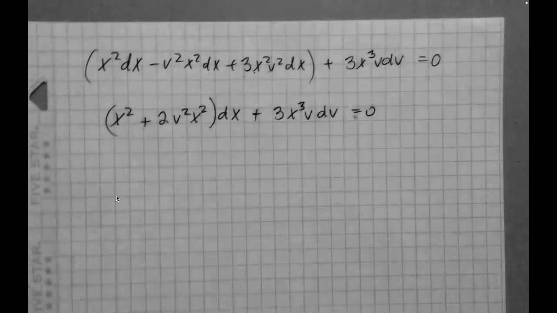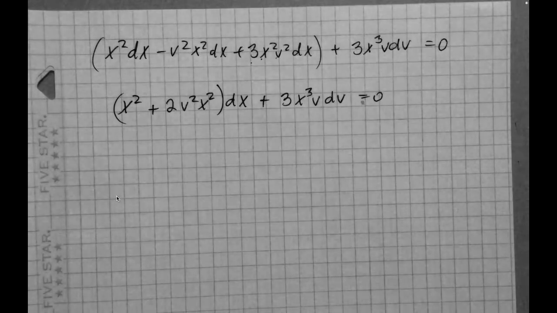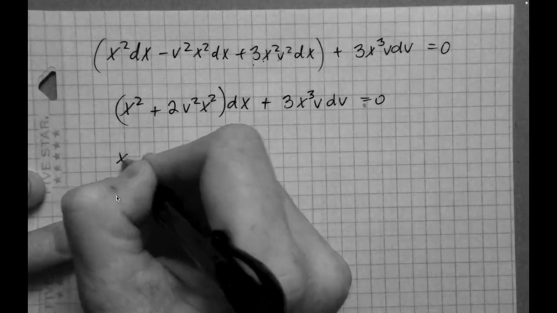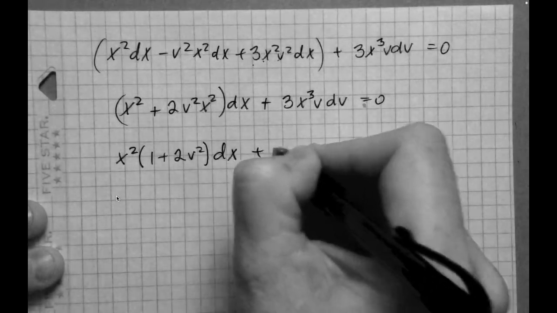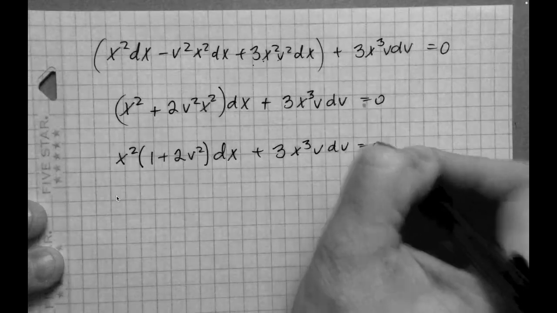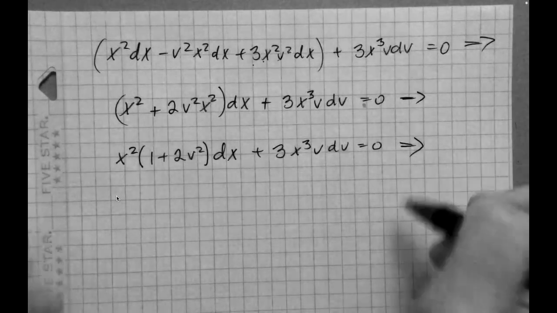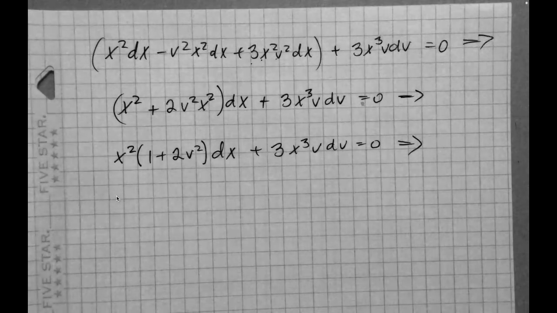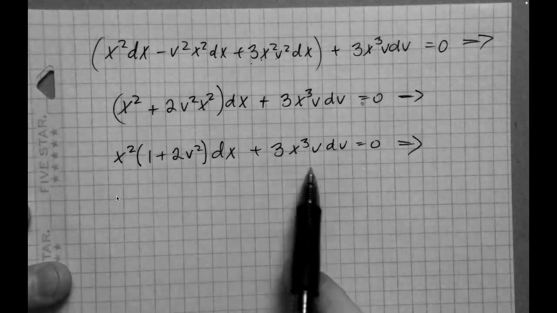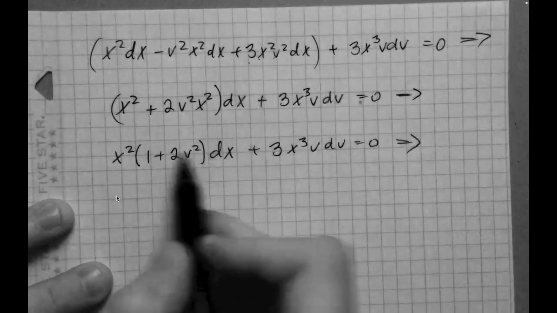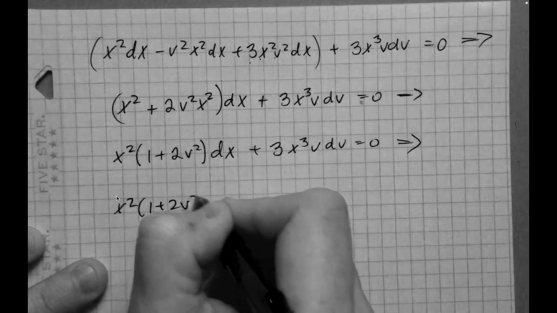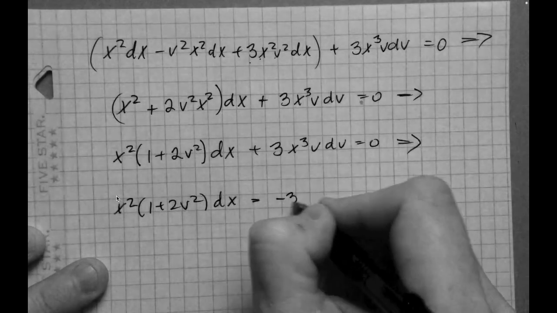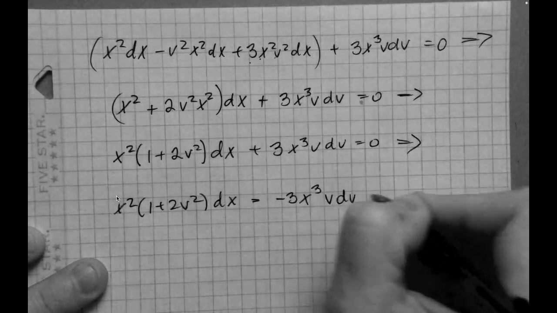Okay. All right. Okay, so then factor out the x squared here. So I get x squared times 1 plus 2v squared dx plus 3x cubed v dv. Okay, these are all obviously a chain of implication here. And so then I can do some separation, right? And so we'll move this guy to the other side of the equation. So x squared times 1 plus 2v squared dx equals negative 3x cubed v dv.